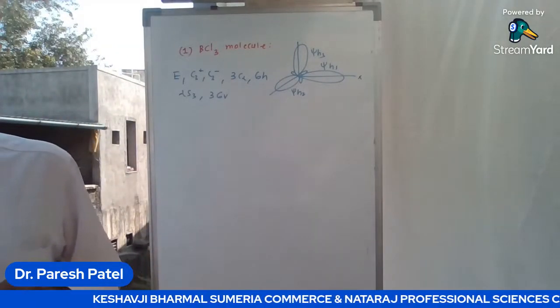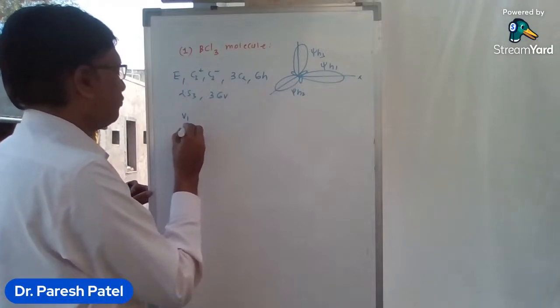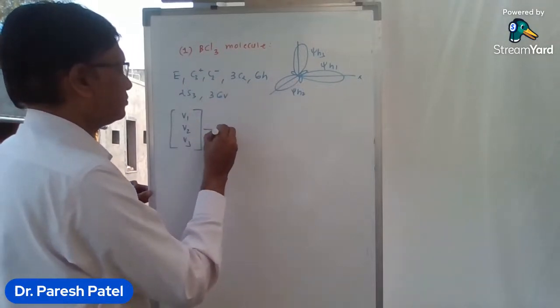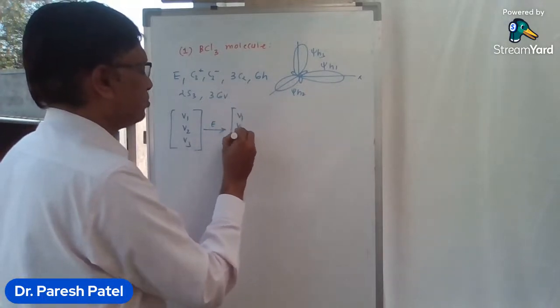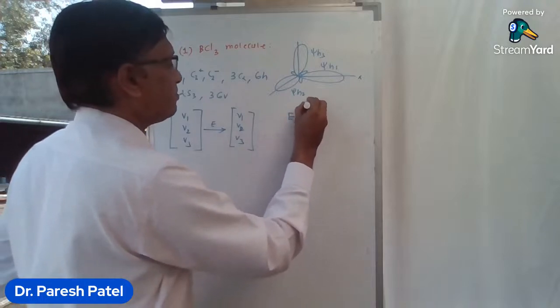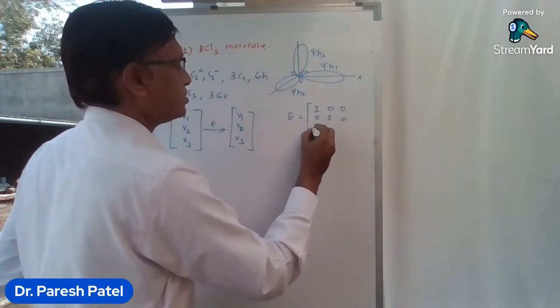Now if we operate the identity symmetry operation on v1, v2 and v3, there is no change in the position of vectors v1, v2, v3. So the matrix can be represented as 1 0 0, 0 1 0, 0 0 1.